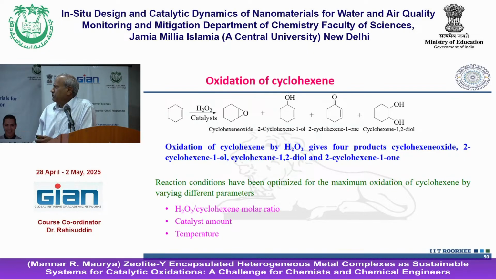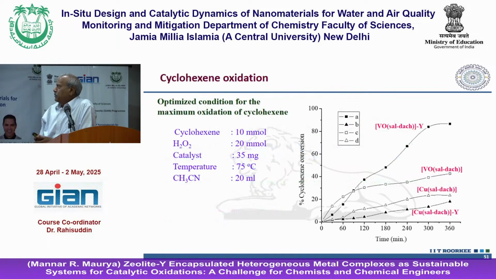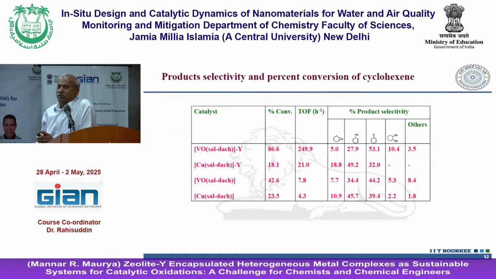Product distribution, this is under optimized condition. You see the vanadium on the top, the encapsulated one, and the different products. Conversion is very good. Catalysts are working very well, recyclable, and the only problem is that we are always worried about the epoxide. We did not know how to control it in the beginning. That is a fact.